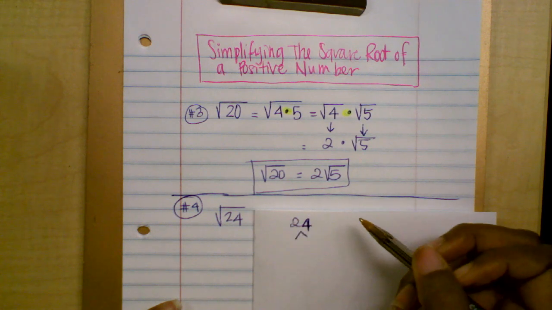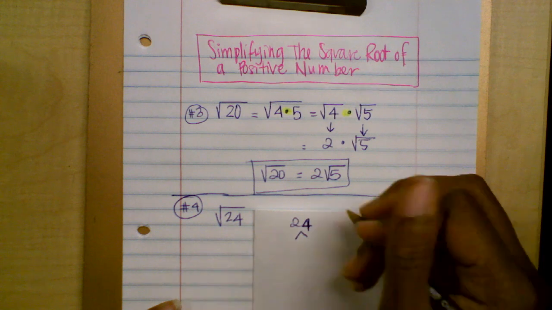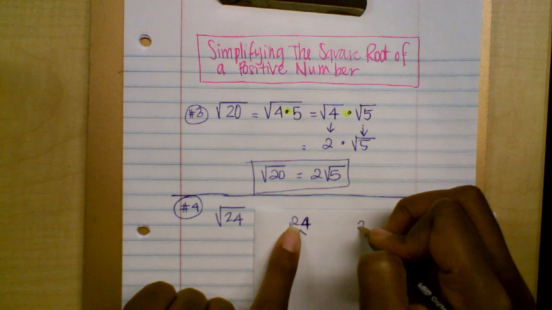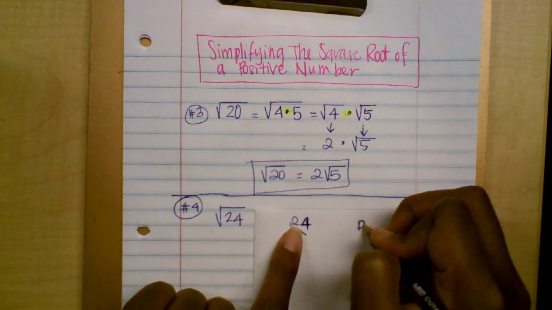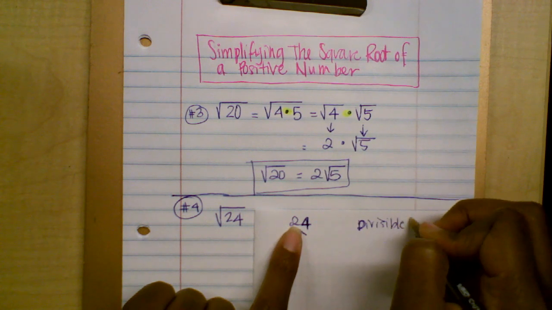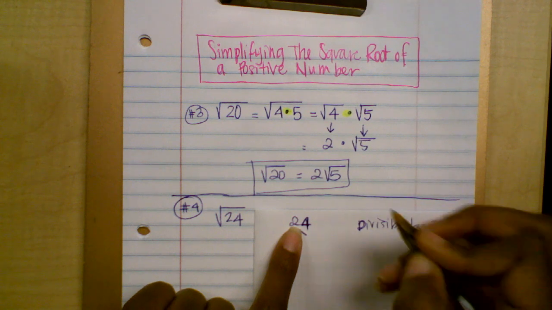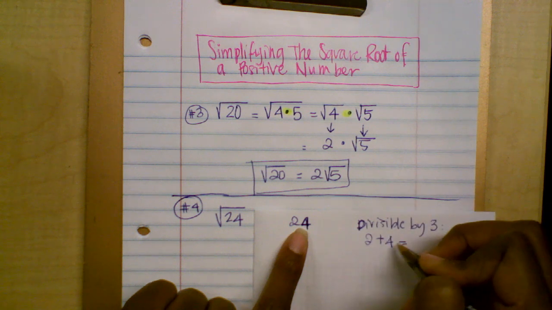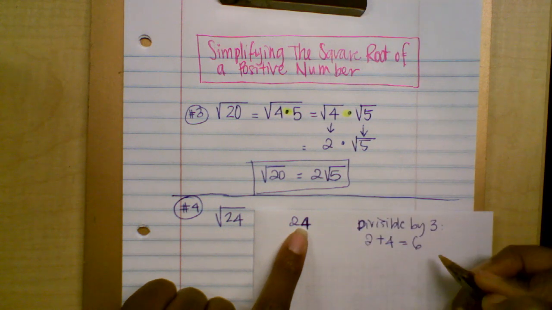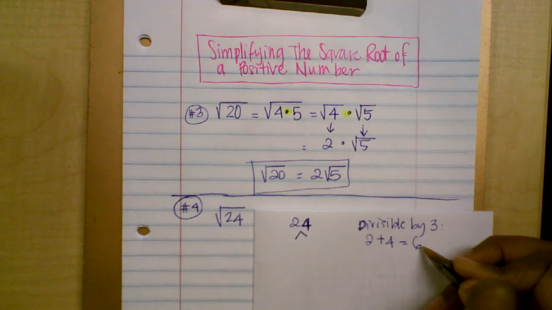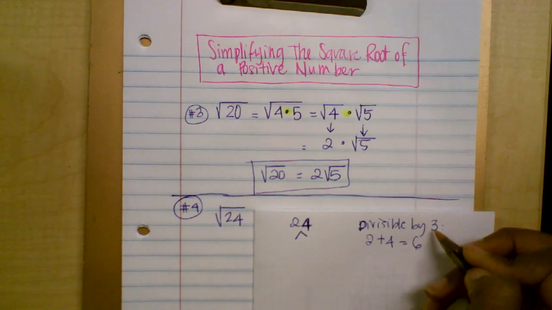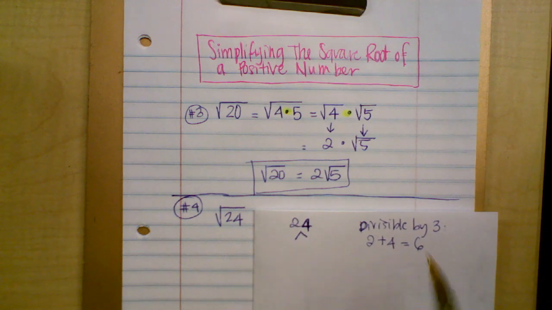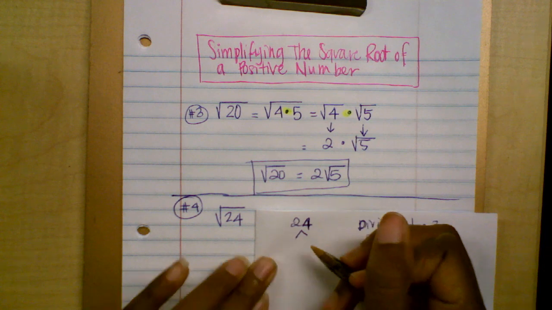24 is also divisible by 3. How do I know that? In case you forgot your multiplication, to find out if a number is divisible by 3, you take each digit and add them together. The 2 and the 4: 2 plus 4 is 6, and 6 is divisible by 3. So that's why I know that 24 is divisible by 3. Another way you can see that too.